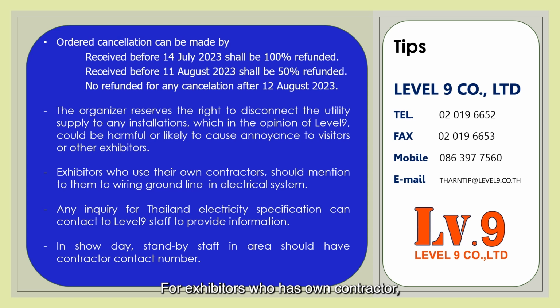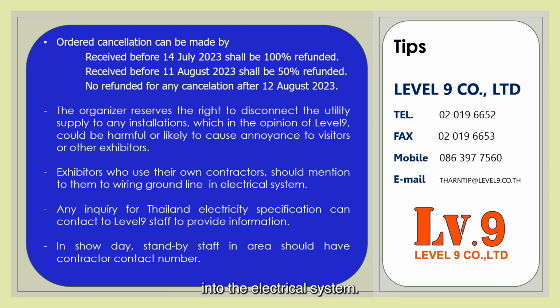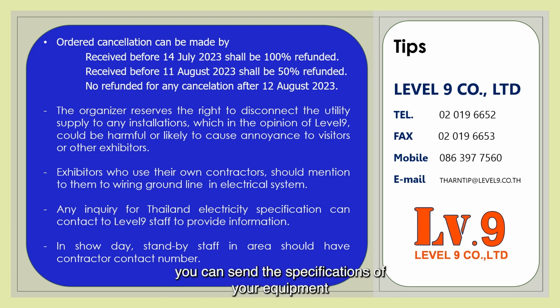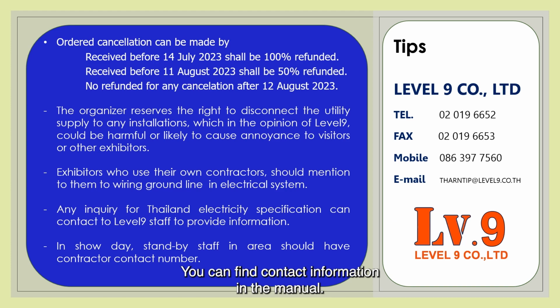For exhibitors who have their own contractor, you must remind your contractor to properly install the grounding wire into the electrical system. Finally, if you have any questions about the general specification of the electrical system, such as the electrical voltage of the venue, or whether it can be used with your equipment without any problem, you can send the specification of your equipment to the staff for verification. You can find contact information in the manual.